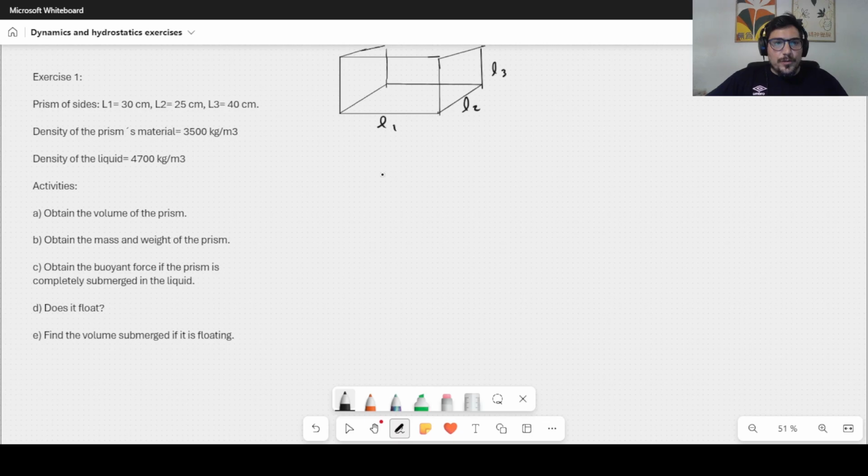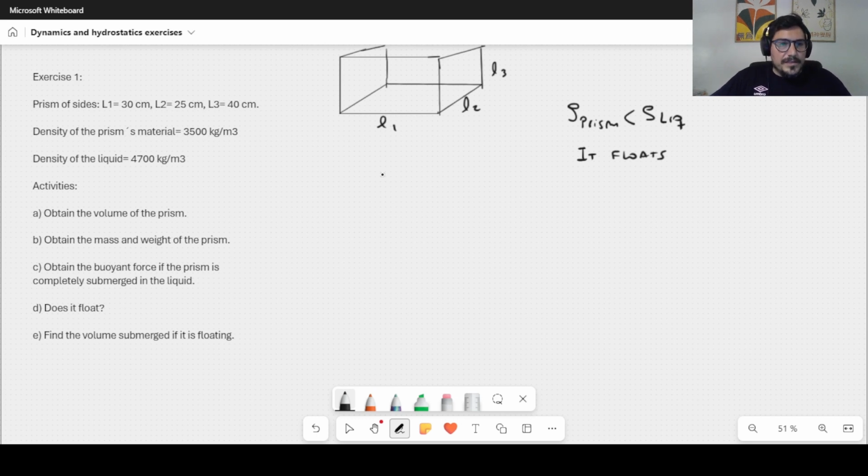Well, according to the floating conditions, something that we know from the very beginning is that this object is going to float. Why? Because we analyze the density of the material, the density of the prism, and it is lower than the density of the liquid. So we know that it floats. But we are going to justify this idea in terms of buoyant force, weight, and what happens if the object is underwater, under this liquid.